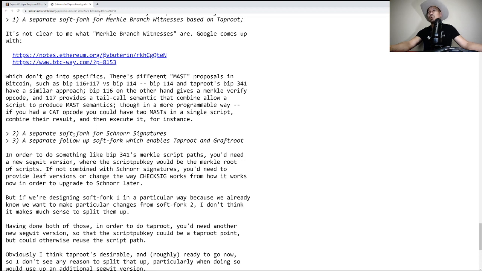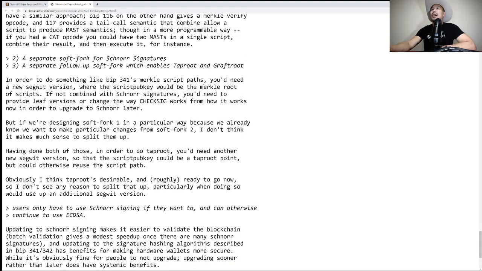BIP 117 provides a tail call semantic that can allow a script to produce MAST semantics, though in a more programmable way. If you had a cat opcode, you could have two MASTs in a single script, combine that result, then execute it, for instance. A separate soft fork for Schnorr signatures, a separate follow-up soft fork which enables Taproot and Graftroot.